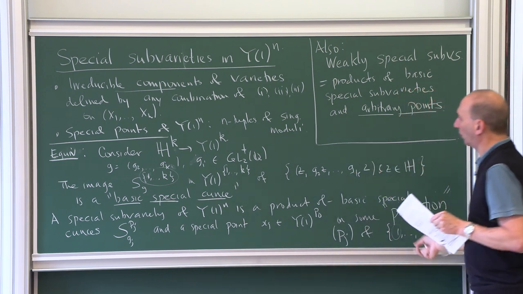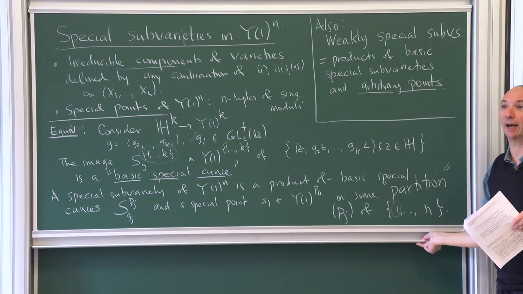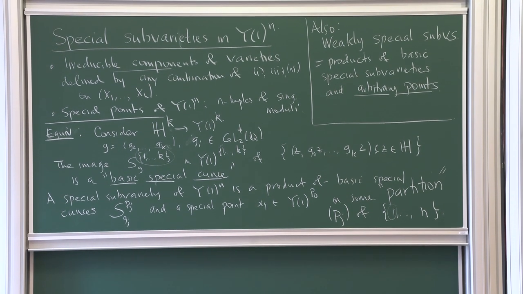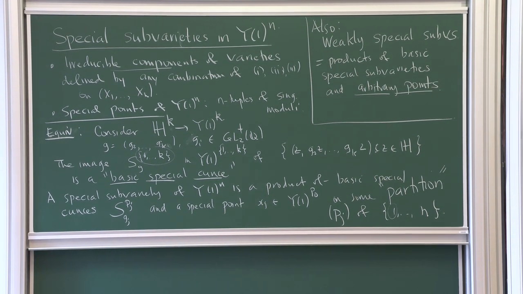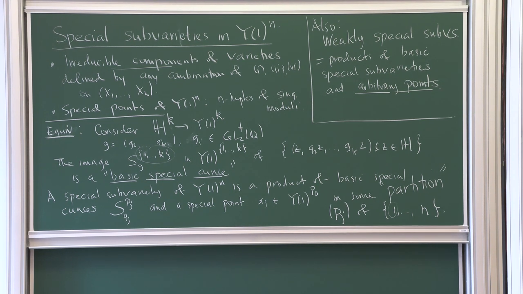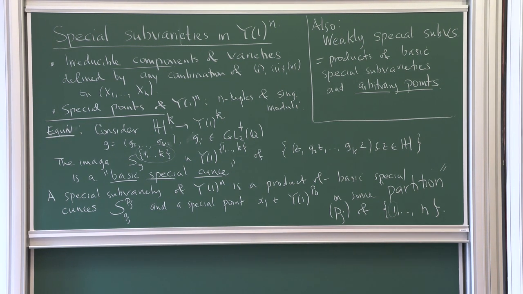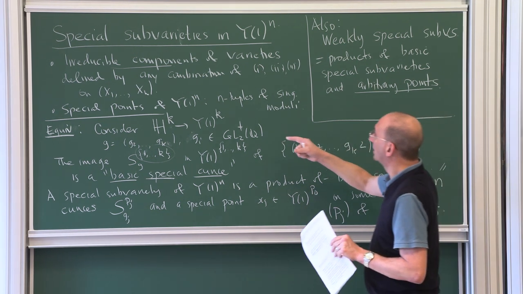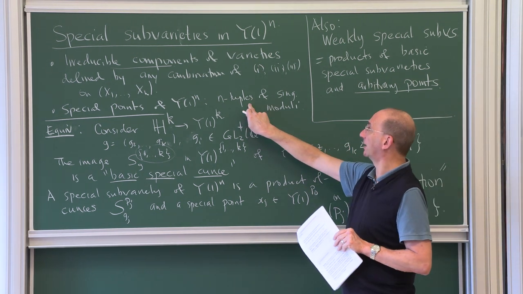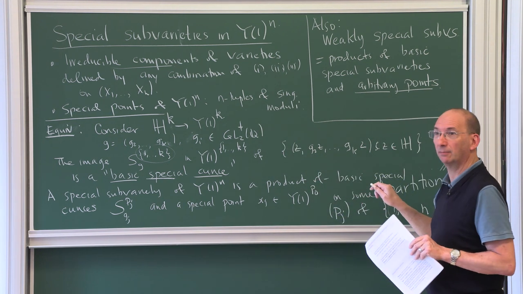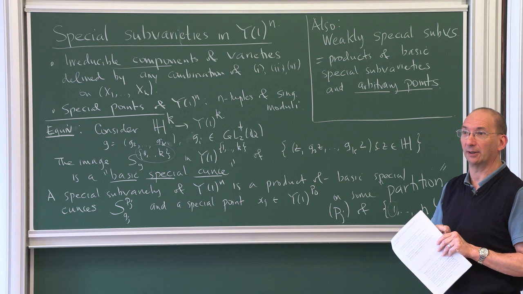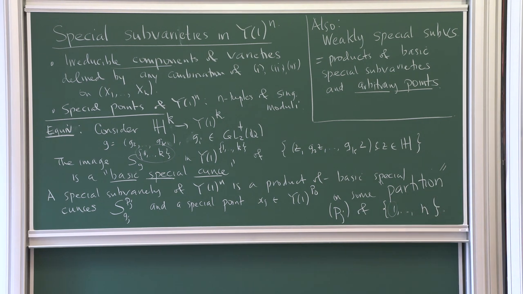Okay, so the constant coordinates can now be arbitrary. Is this usage to allow zero-dimensional weakly special subvarieties? I'm sorry? Do you allow zero-dimensional? Yes, oh yes. In fact, the zero-dimensional special subvarieties are exactly the special points. In the definition of weakly special, yes, I allow arbitrary points. Absolutely. You have to allow that.